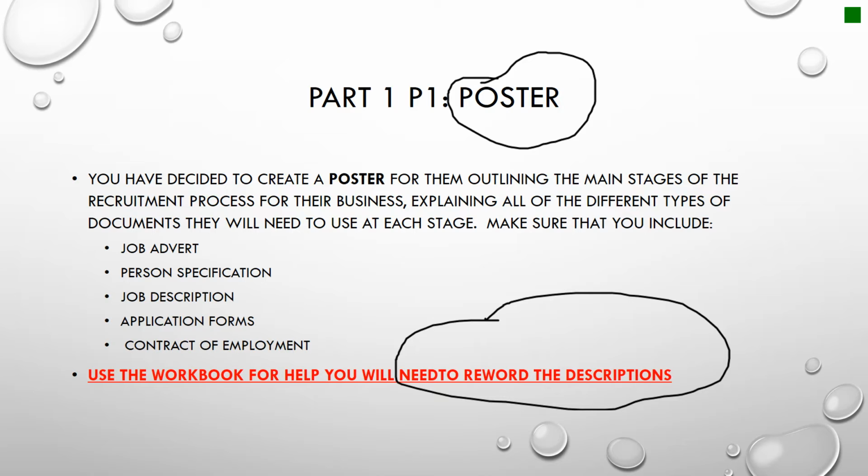That's a job ad. These are the 5 bits you need to do: job advert, personal spec, job description, application form, and contract of employment. You need to do that, folks. You need to use the workbook for help, and you also need to reword the descriptions. Okay, just do those 5 bits, stick it in, done. You just need to describe them. What are these things? What do they do? What's their purpose? What's their point?